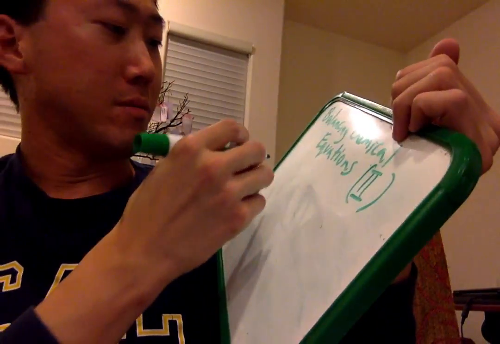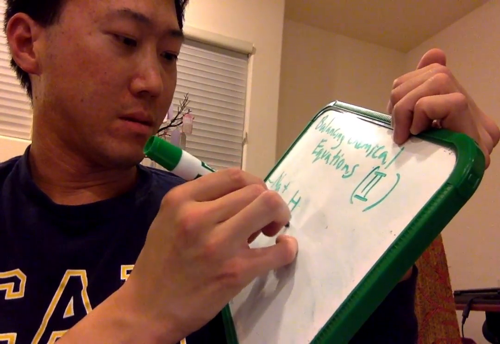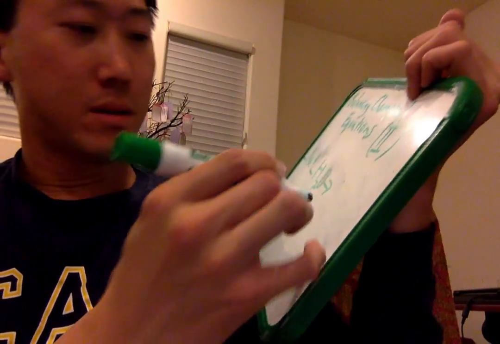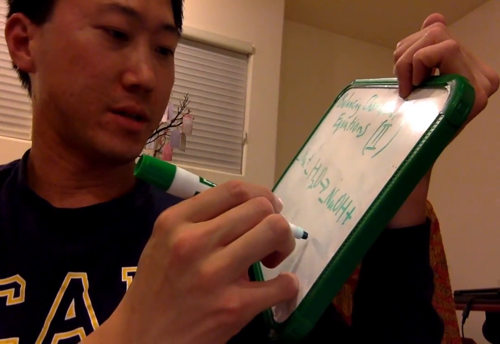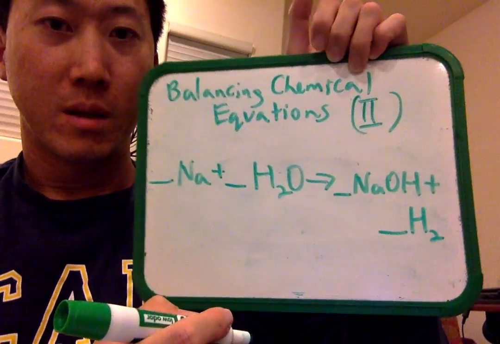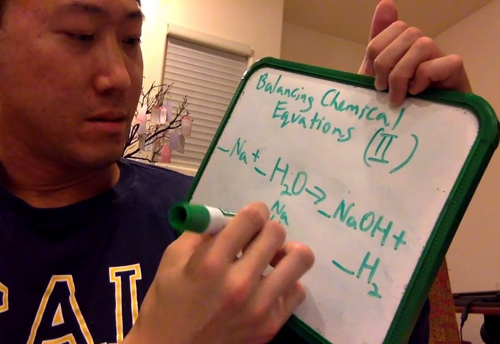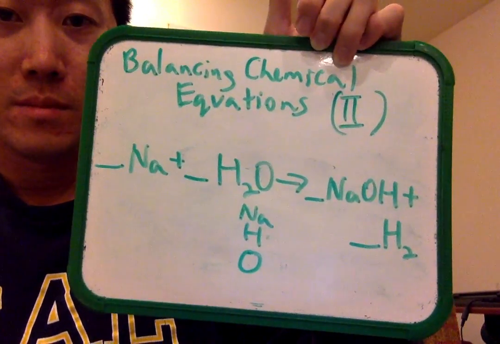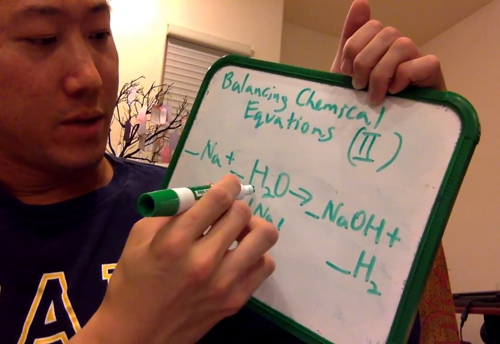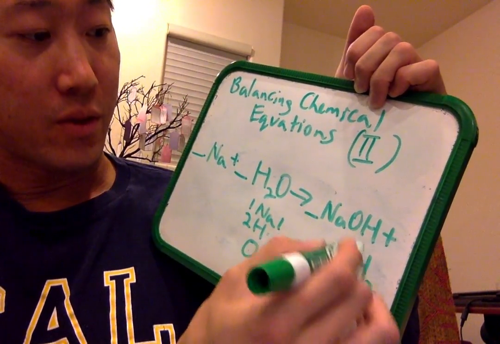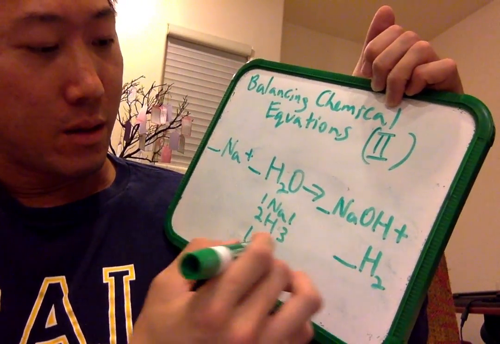So let's do sodium plus water gives us sodium hydroxide plus hydrogen. Okay, the same mistake, but it's okay. So let's put all of the atoms down the middle. So we have sodium, hydrogen, and oxygen. All right, so how many sodium are on the left right now? We have one on the right as well. We have 2 hydrogens on the left, 3 hydrogens on the right, 1 oxygen on the left, and 1 oxygen on the right.